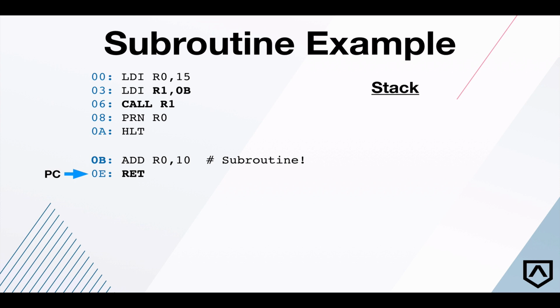So we pop the value off the stack, store it right in the program counter. Now the program counter is 8. And we're going to continue running. Right after we left off, we'll print R0, which should print 25 at this point, and then we halt. So you can see that we've called out to a subroutine, we've returned back from the subroutine and continued instructions where we left off, and we use the stack to store that return address.